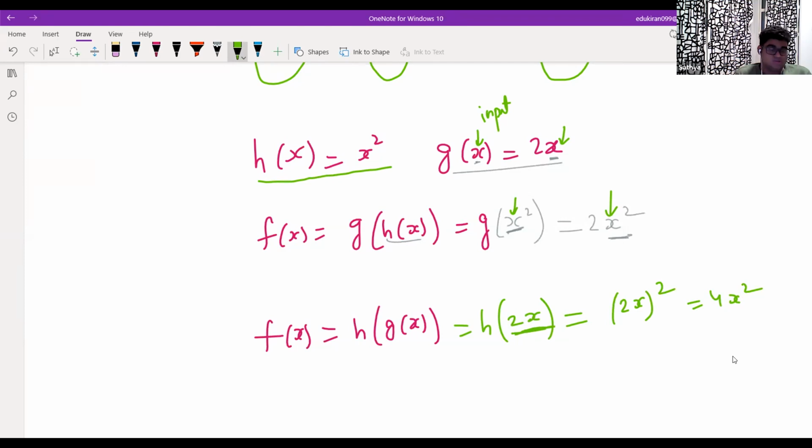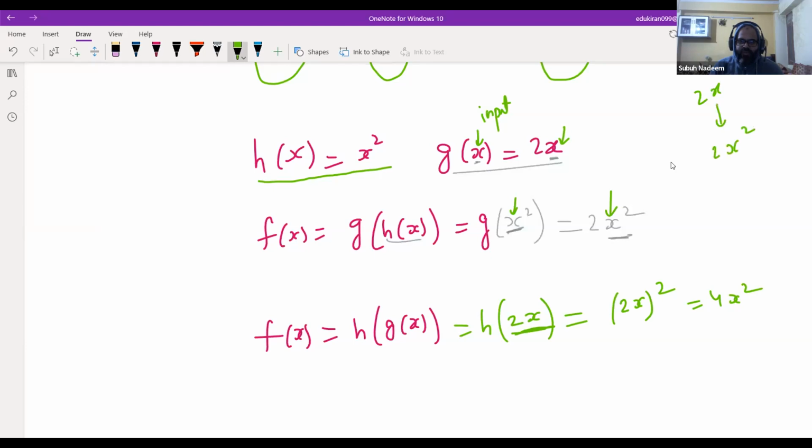So won't the other one also be 2x the whole square? No, here it is g of x square. So instead of x in 2x, you are putting x square. Here, instead of x in x square, you are putting 2x.